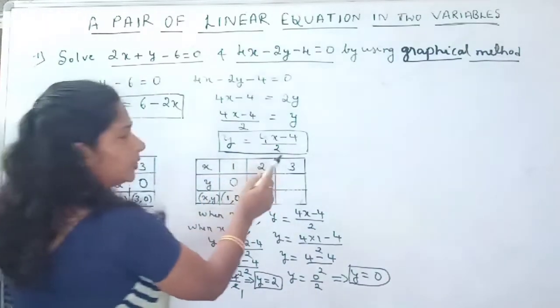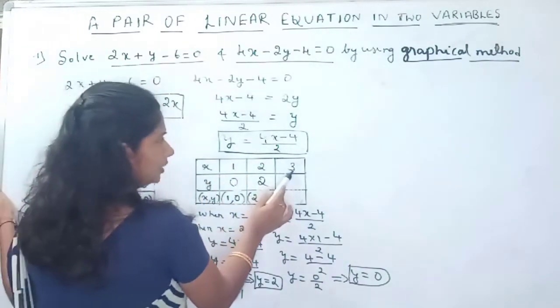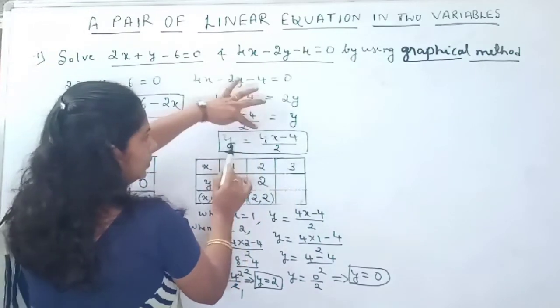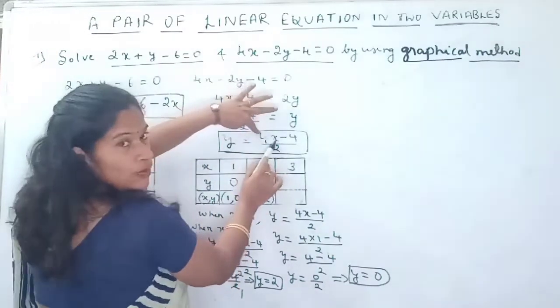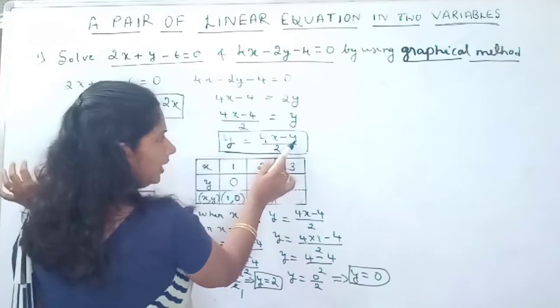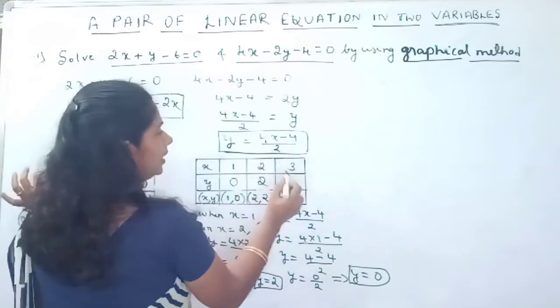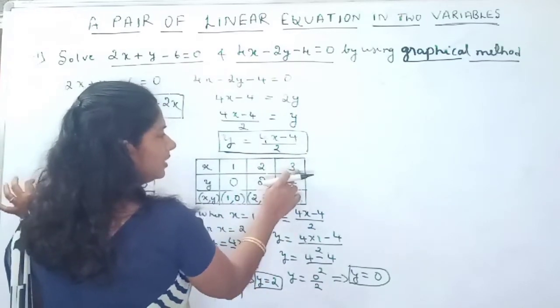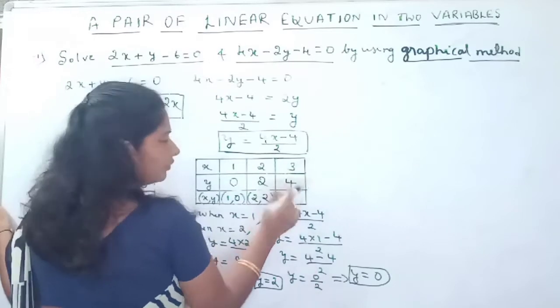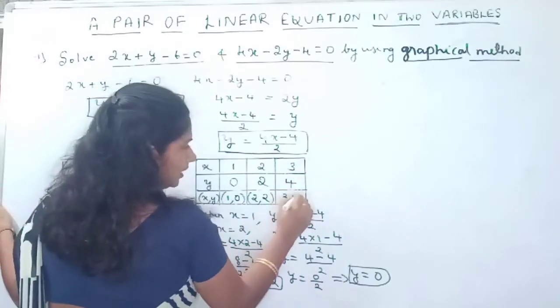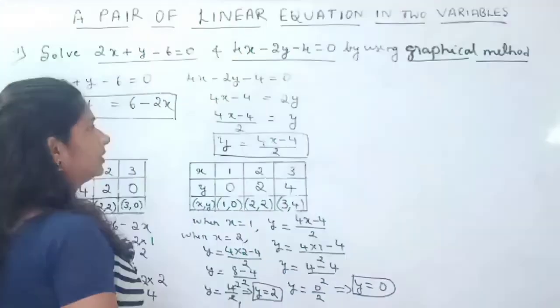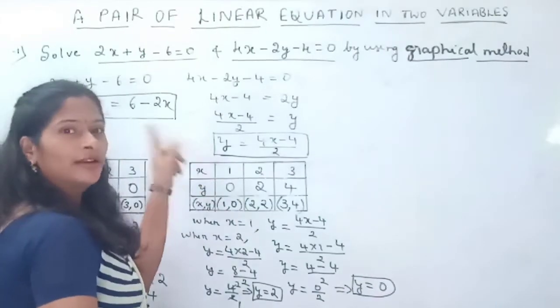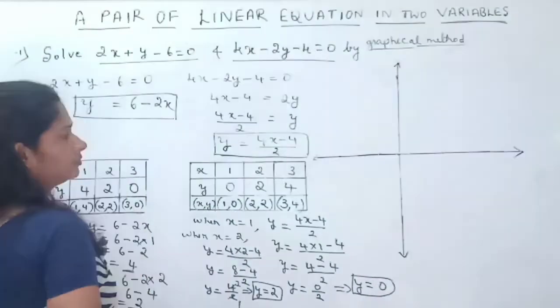Now similarly you work out when x is equal to 3. So what happens? 4 into 3 is 12. 12 minus 4 is 8. 8 divided by 2 is 4. When the x coordinate is 3, the y coordinate is 4. You write the coordinates 3, 4. Now we have to plot the graph for these two equations.